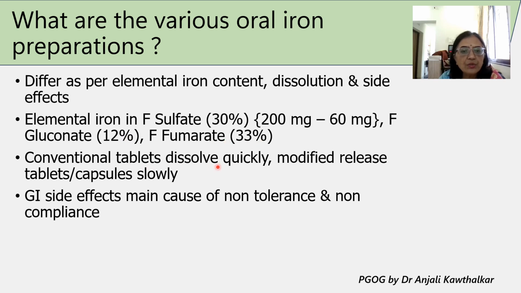Now conventional tablets dissolve quickly, whereas modified release tablets or capsules dissolve slowly. Mainly the iron is getting absorbed in the duodenum from the duodenal enterocytes, and it depends whether the tablet is dissolving quickly or there is a slow release of the iron. GI side effects are the main cause of non-tolerance and non-compliance to oral iron therapy. Gastrointestinal side effects such as nausea, indigestion, constipation and or diarrhea can be there, and all these are so troublesome that they lead to either non-tolerance or non-compliance to oral iron therapy.